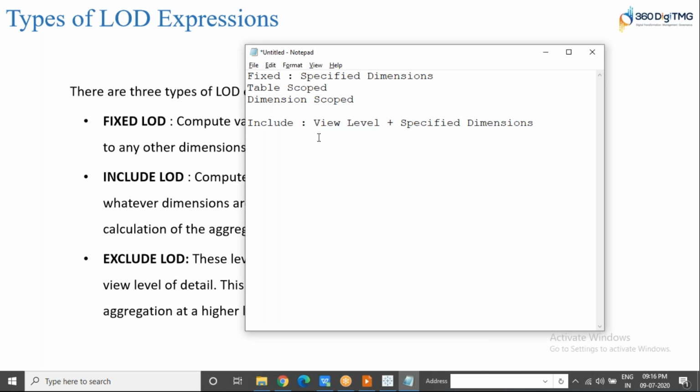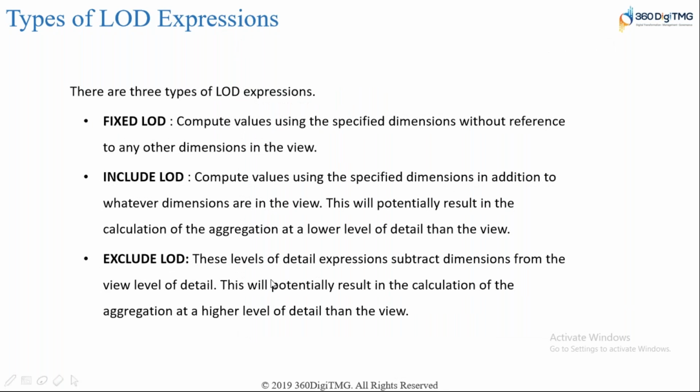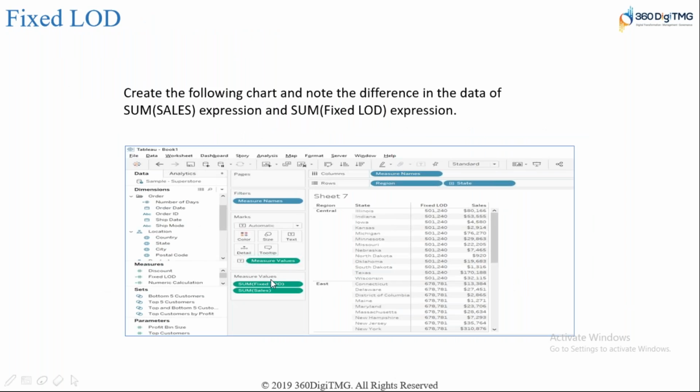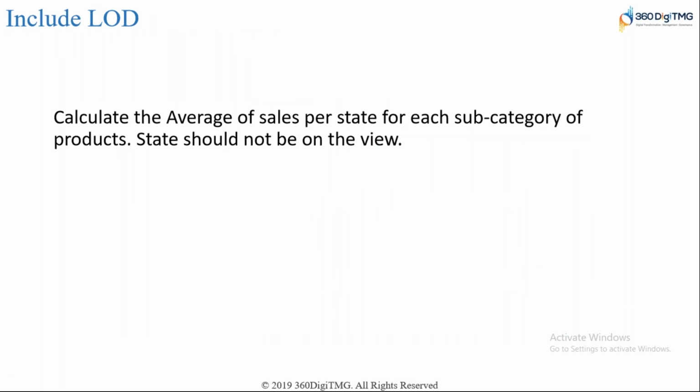Now the example that we will see is for you to technically understand what happens behind the scenes when we write an include LOD expression. Then we will see a real-time use case on it. Okay, so calculate the average of sales per state for each subcategory of products.